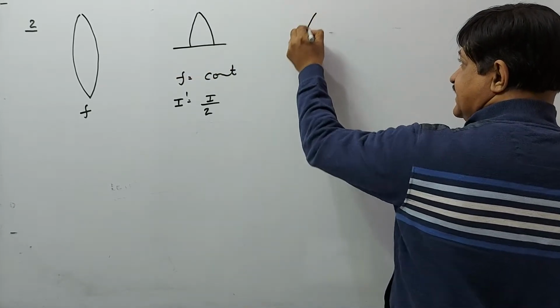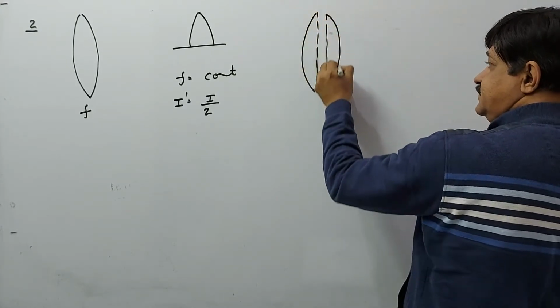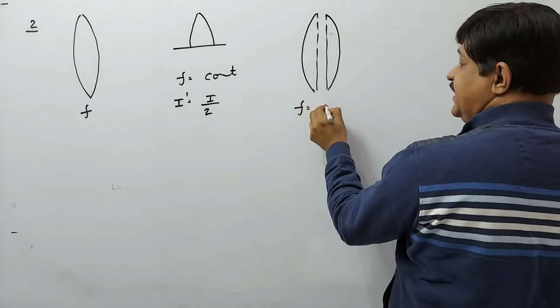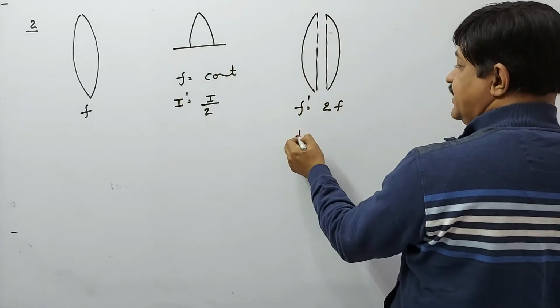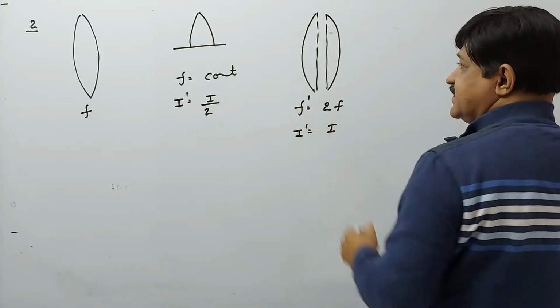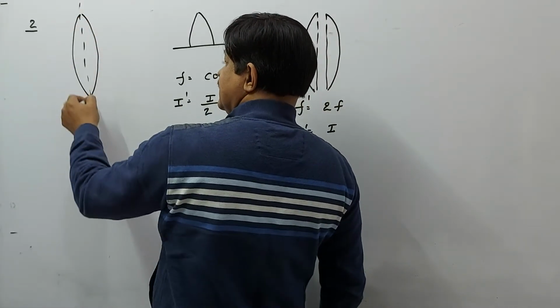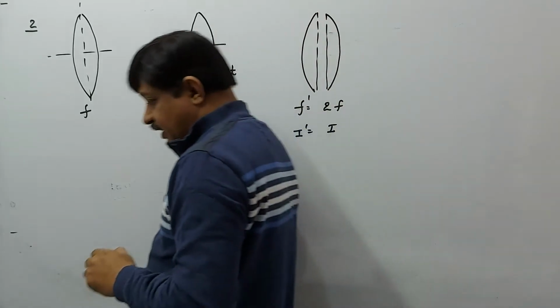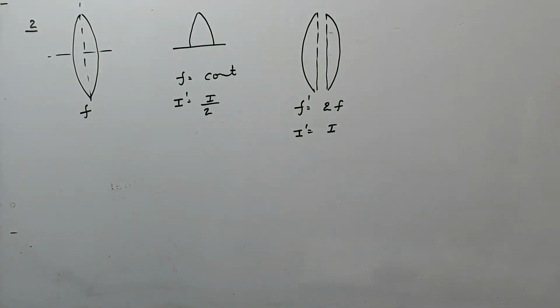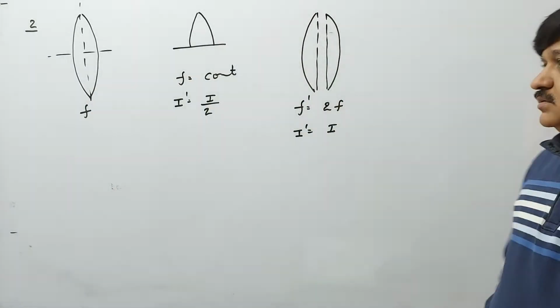When you cut it like this, then focal length becomes 2 times. Be careful, it is not half, it is 2 times. However, intensity will remain as it is. So two changes are there. If you cut it either from this axis or from this axis, you can see the two differences. Focal length will remain constant in the first, but focal length will change in the second one, and it becomes double.